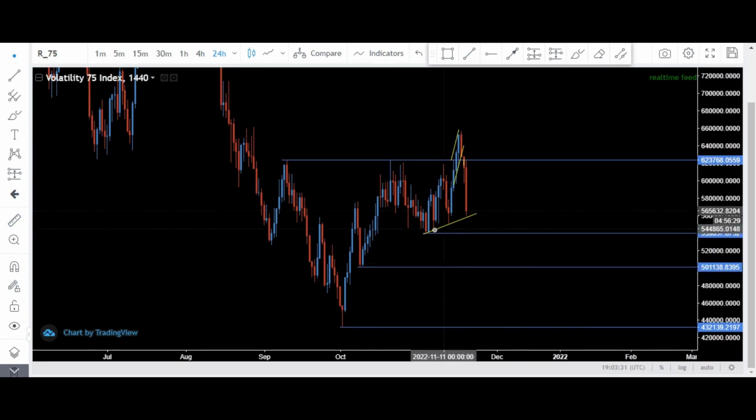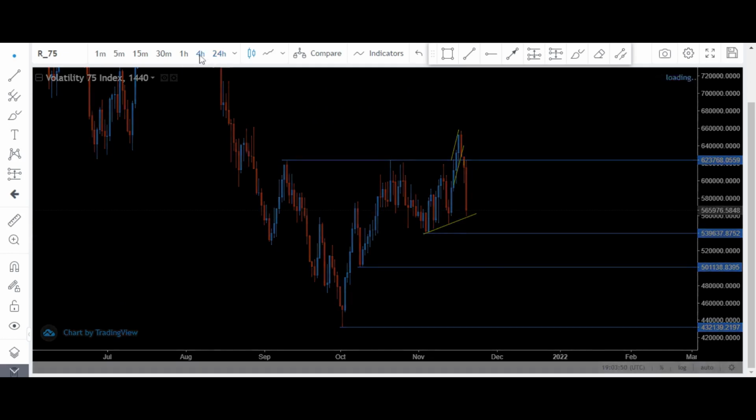Of course, I was looking for this market to play to this level. These are levels where I was looking for reactions, where the market either breaks or reverses. So this level over here, this level over here, this level over here, and this level over here, because you see the market has been respecting this supporting trend line. So let's go to the 4-hour time frame.